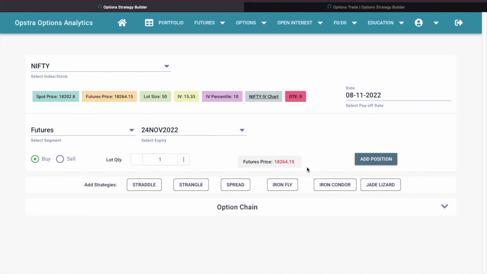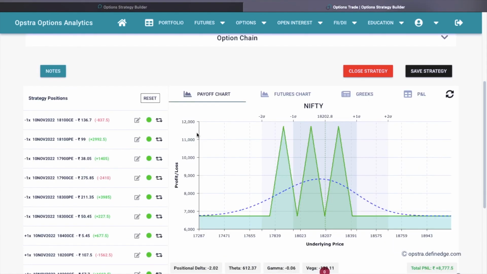Today, as I told in my group, and also many of you requested, I'm making a video on how we can obtain the iron fly crown strategy payoff chart. This is also quite trending on Twitter. You can see how the payoff chart appears crown shaped, and the maximum loss is eliminated in this one.